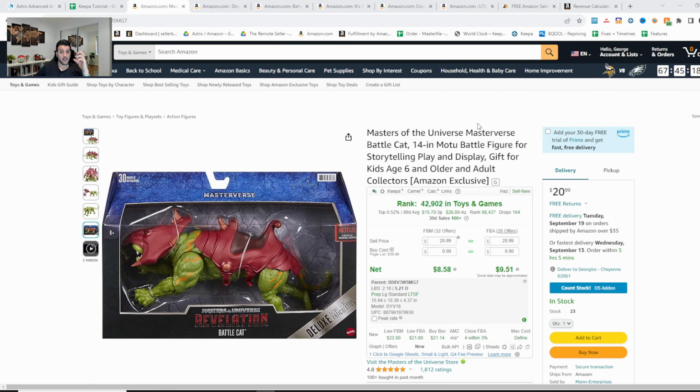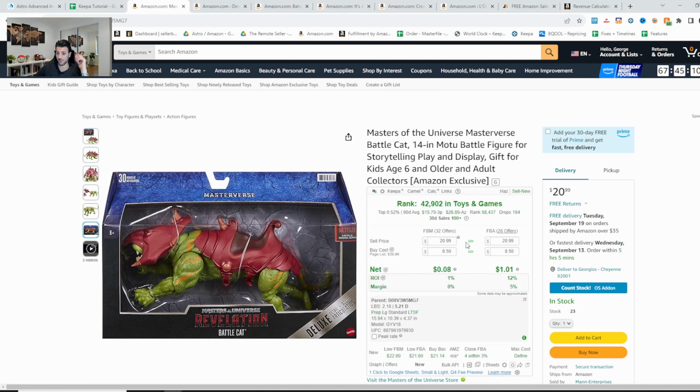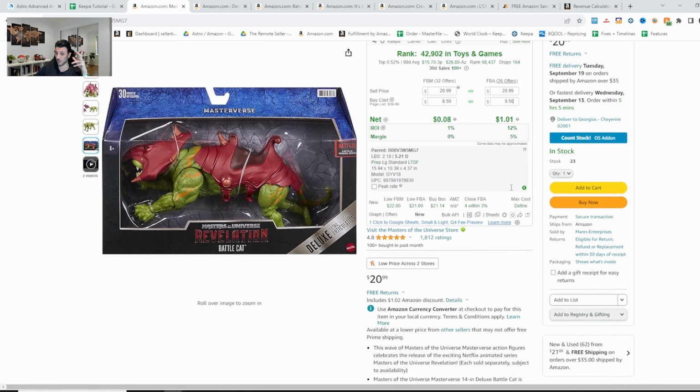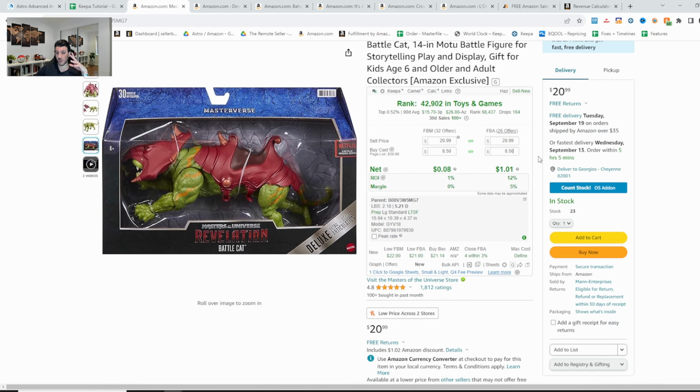Okay, so let's now find some ASINs to buy. Our first one is $8.50. That's how much we sourced this product for. So only $1.01 worth of profit. Very low in my opinion. I wouldn't go ahead with this, but let's just look at it further and see some more information.